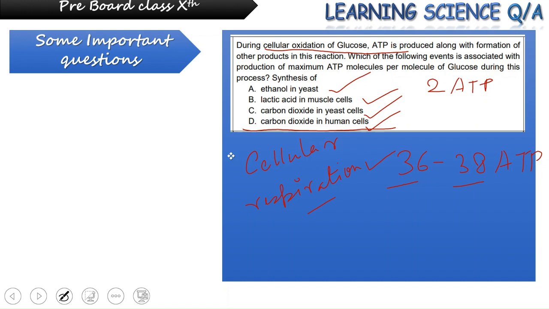So, students, these are some of the important questions that are very frequent in the examination.